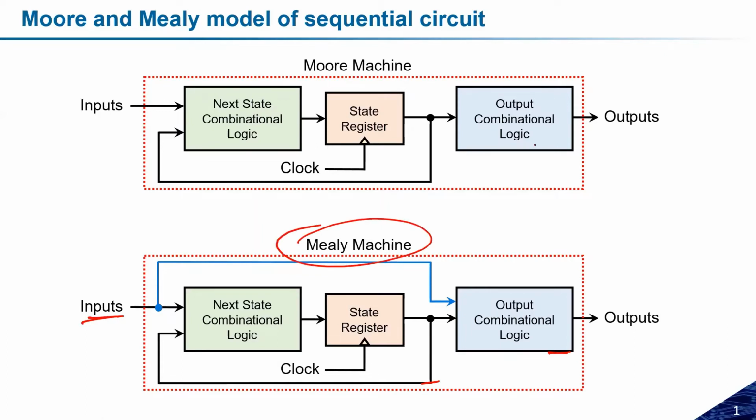And if the output combinational logic input is a function of only the output of the sequential logic circuit, then we call it the Moore model. Okay, so this is the only difference between these two things. Hope the points are clear. If you have any doubt at this point, you can ask questions.